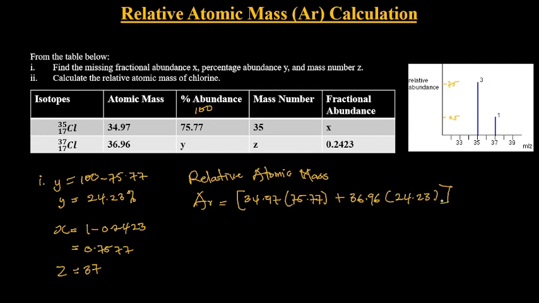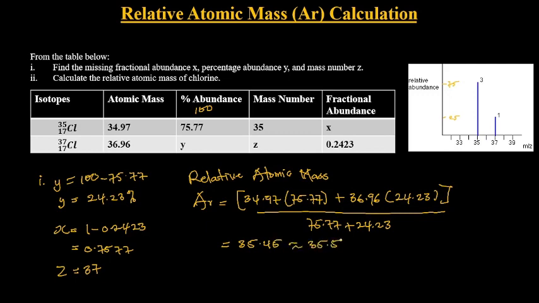Right. Now, what do we do? We divide it by the total abundance, which is going to be 75.77 plus 24.23, which in fact will be out of 100. Okay, this is 100. So when we do that, what are we going to have? We are going to have 35.45, which we can round up to 35.5. Okay, so that is the relative atomic mass of chlorine.